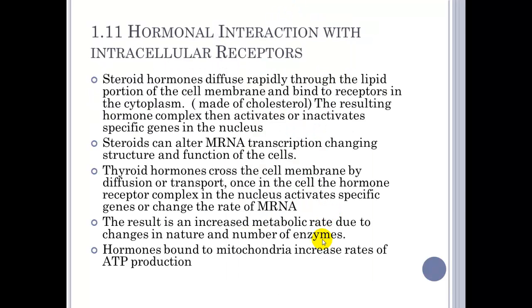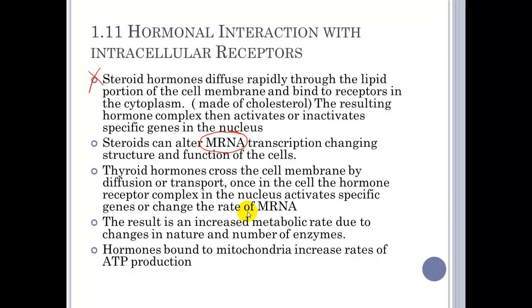Hormonal interaction with intracellular receptors. Steroid hormones diffuse rapidly through the lipid portion of the cell membrane and bind to receptors in the cytoplasm. They are made of cholesterol, so these guys right here are fat soluble. The resulting hormone complex then activates or inactivates specific genes in the nucleus. Steroids can alter the messenger RNA transcription, changing structure and function of the cells.